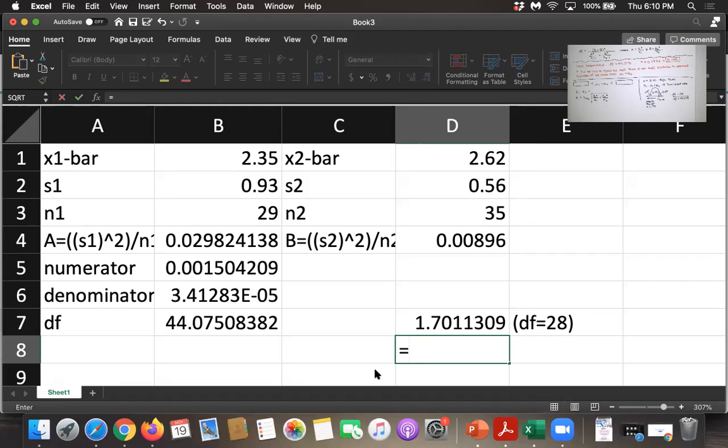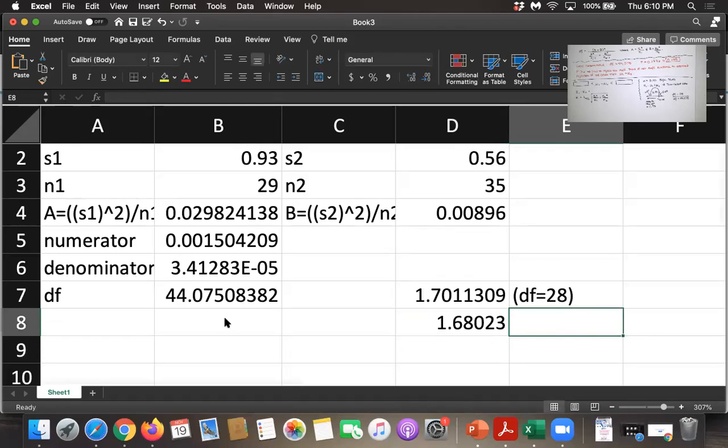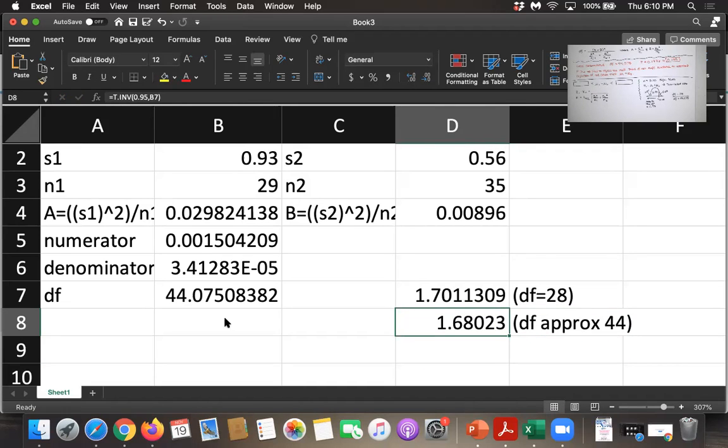Or if I want the less conservative degrees of freedom that is more accurate, using that a and b in our formula, we'll do t dot inv again. It's asking for a probability of 0.95, and the number of degrees of freedom is right there. And we get a slightly different t sub alpha over 2. I'm going to write degrees of freedom approximately equal to 44. Okay, so those are our t-scores.